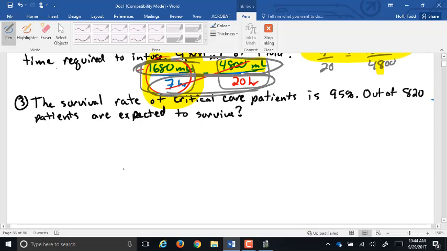Okay, the survival rate of critical care patients is 95%. So 95% means we have 90. Yes.